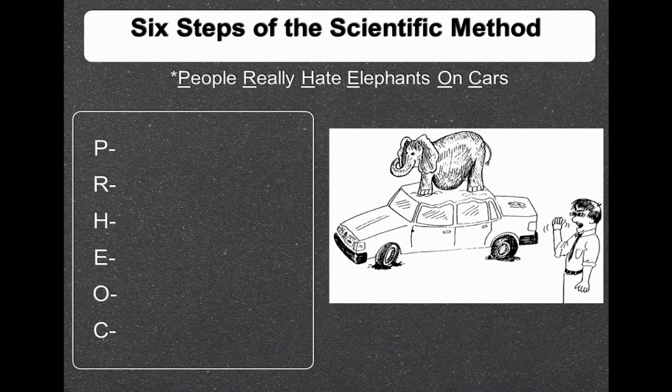All right, so let's quickly review some of our steps. The steps of the scientific method. We have letters for each step: R is research, H is hypothesis, E is experiment, O is observation, and C is conclusion. Yesterday we started talking about what those steps actually mean. What do we do in each of those steps?